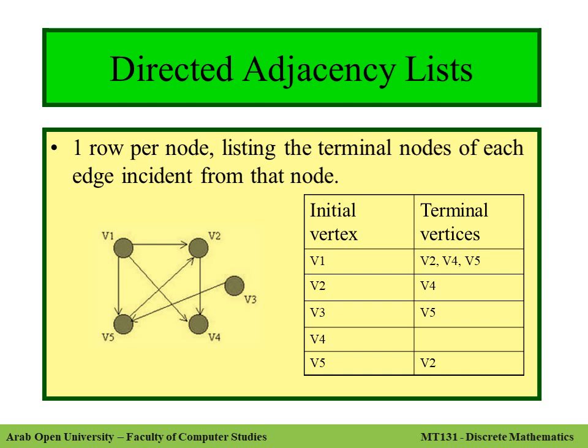For V4, there is no edge starting at V4, so you leave the space blank, and there is no terminal vertex here. Finally, V5, there's only one edge starting at V5, and the terminal vertex is V2. You list V2 in the second column. This is now the adjacency list for a directed graph. In the first column you list the initial vertex, and for each vertex, in the second column you list the terminal vertices.